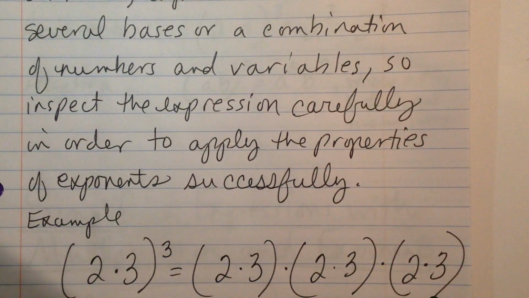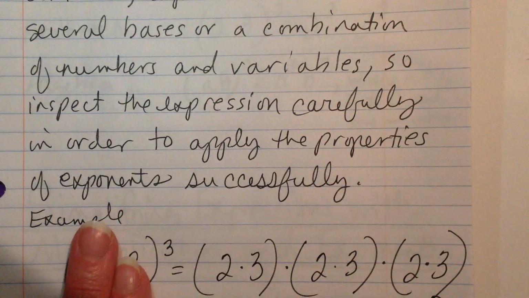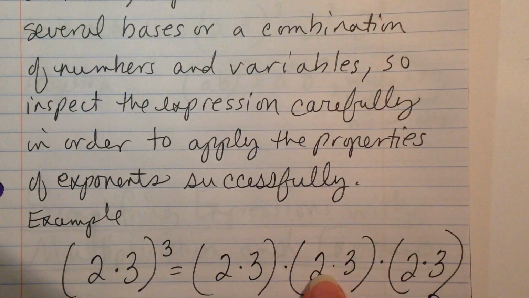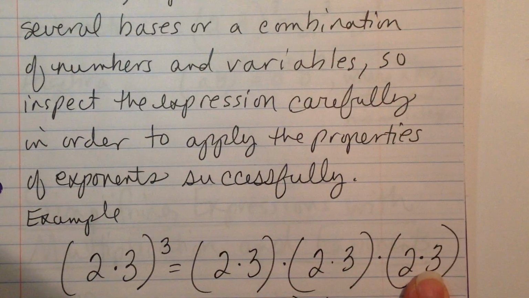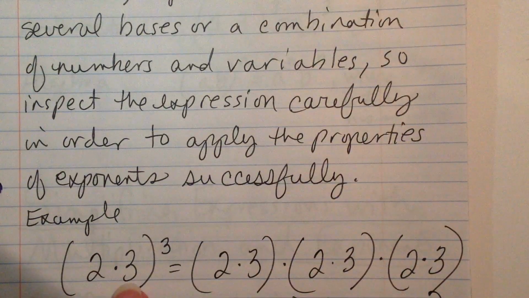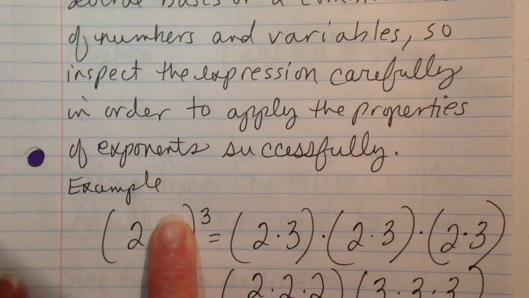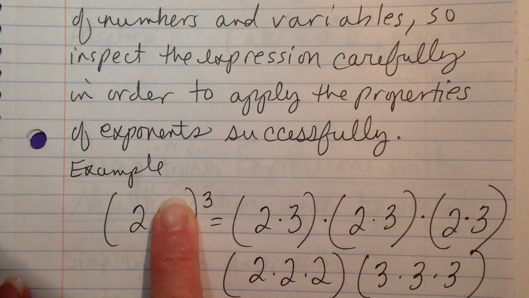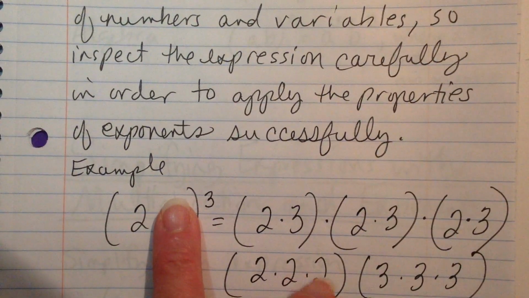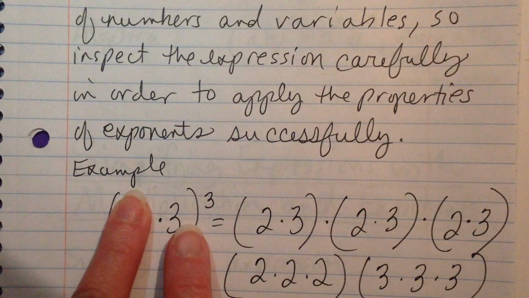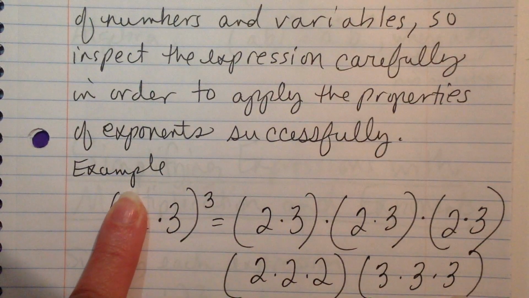2 times 3, cubed. Again, to cube anything, whatever's inside these parentheses, would mean to write it down and multiply it times itself 3 times. We could also look at this problem as each term individually. We could look at taking just 2 and writing it down 3 times, 2 times 2 times 2, or we could just look at 3 cubed as 3 times 3 times 3.